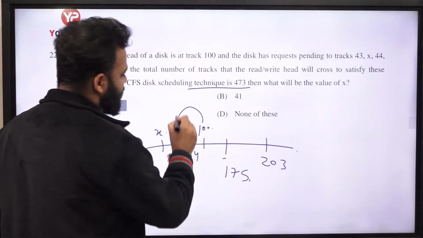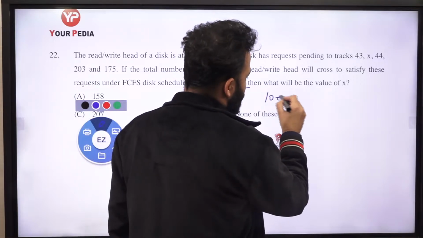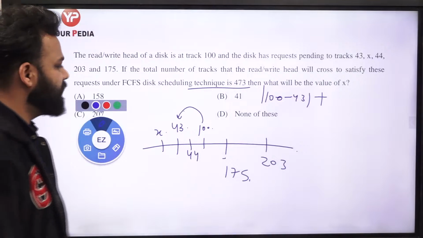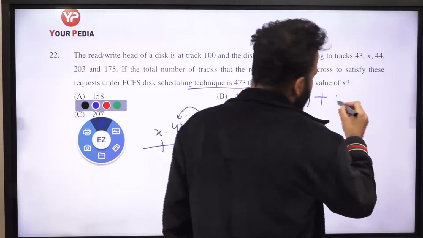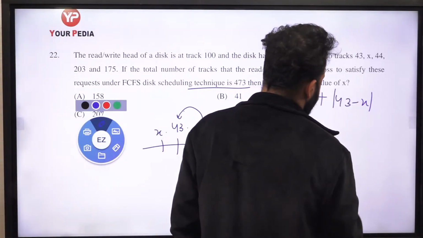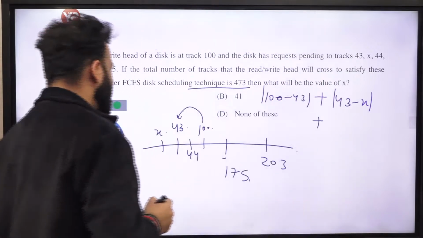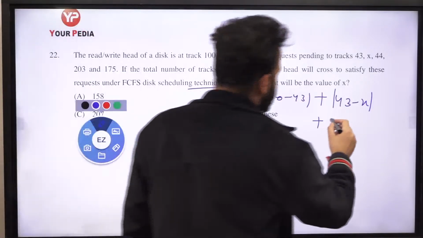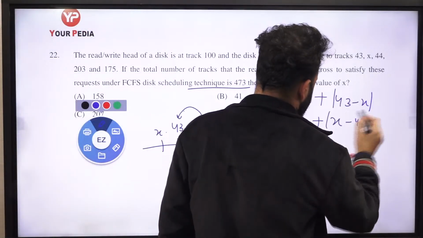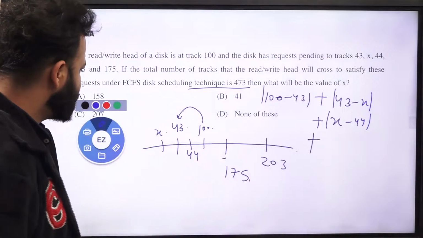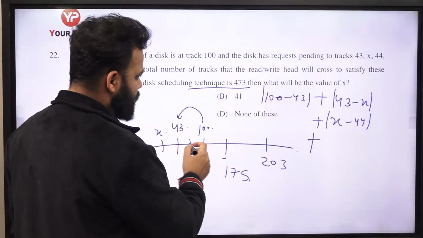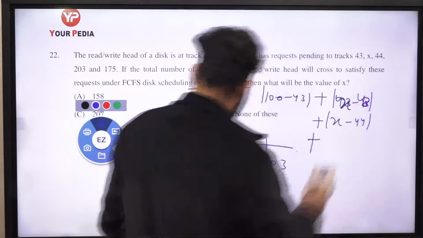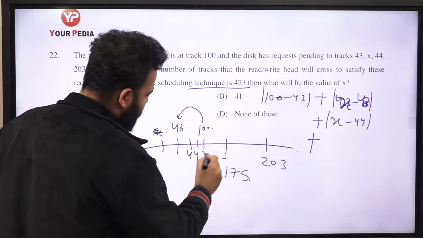So we can see from 100 it is going to 43. So 100 minus 43, we will be taking mod because it is distance, so it will always be positive. Plus from 43 we are going to X. After that from X we are going to 44. So we can write it as X minus 43. For the sake of making this question easy, let's assume X was here.